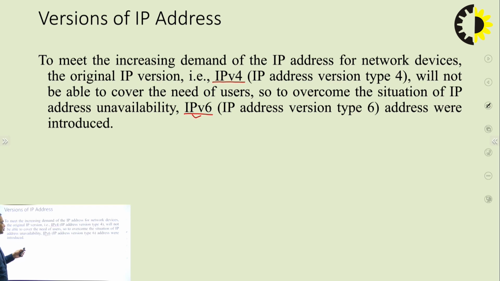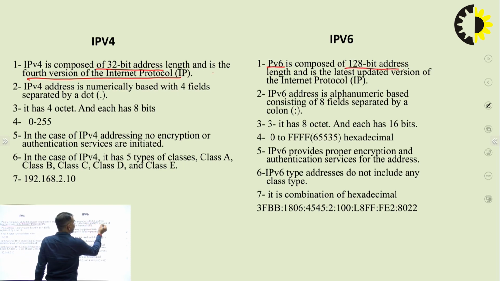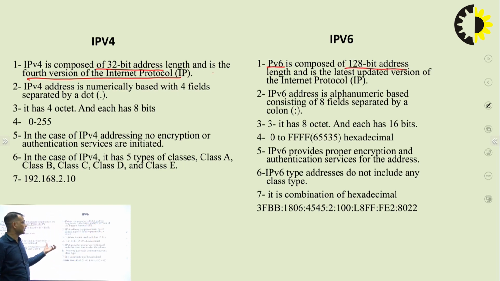So these are the points. What is the difference between IP version 4 and IP version 6? IP version 4 is composed of a 32-bit address length, and it is the fourth version of the Internet Protocol, whereas IPv6, version 6, has 128-bit addresses, which means we can connect many more systems in comparison to IP version 4.